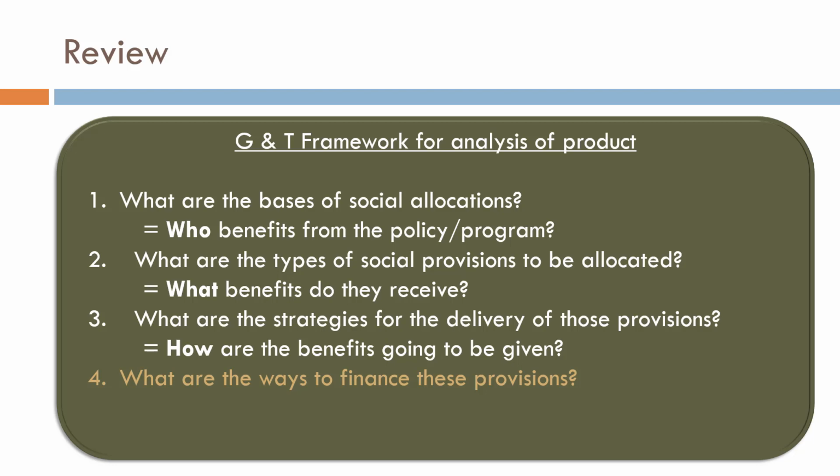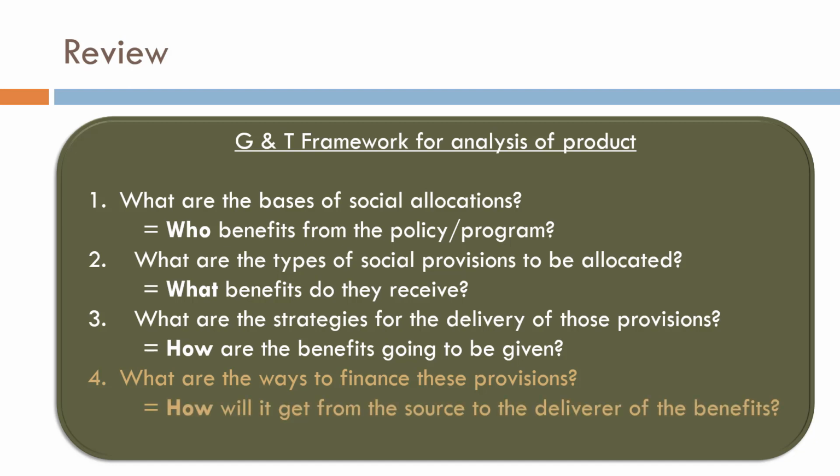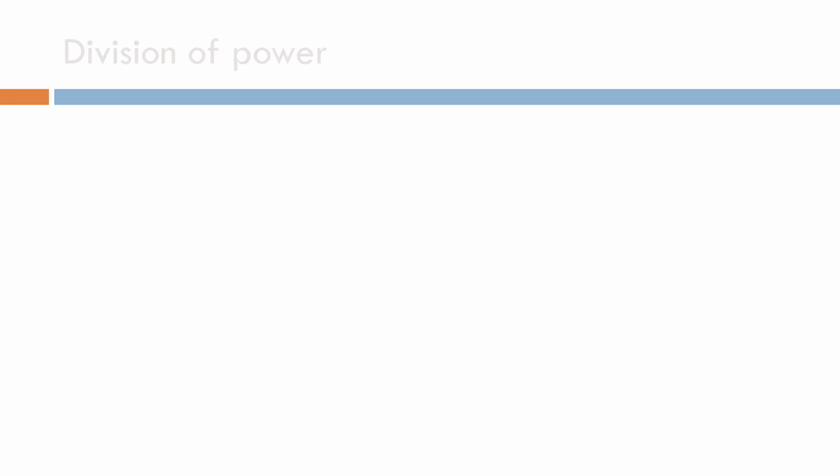These two last videos are about the way that the provisions or those benefits are financed. So the first video was about the source of funds, and then now we're going to talk about how those funds will get from the source to the deliverer of the benefits. This last question here, in terms of the systems of transfer, is really about the issue of power.